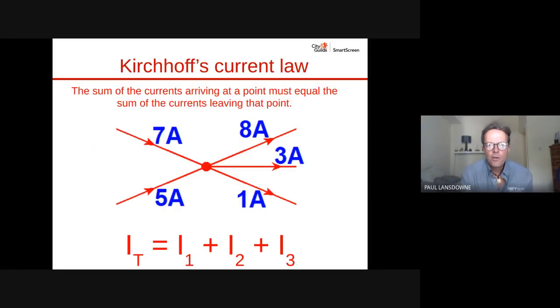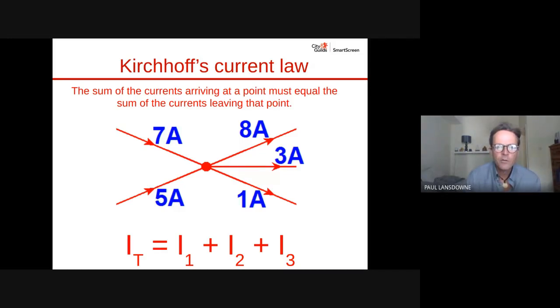Now, we looked at Kirchhoff's law last week, which was about in series, which was the voltage. So this is Kirchhoff's current law. And this is the sum of all current arriving at a point must equal the sum of the current leaving. So in this case, we've got 7 and 5 going in, which gives us 13. So then we have to have that coming out. So we have 8, 3 and 4 coming out.